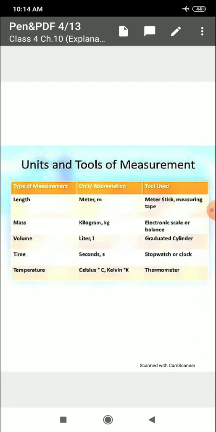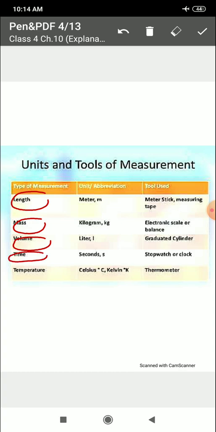Now here you can focus on the main types of measurement which we are going to discuss in the chapter. We will study about length, mass, volume. Instead of volume, the term capacity is given in your book. Time and temperature. So these are the 5 different types of measurement which we will study one by one. The first one is length, second mass, third volume or capacity, fourth time, and fifth temperature.